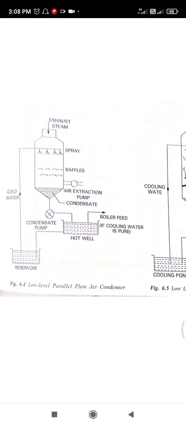This is the working of this parallel flow jet condenser. Parallel flow jet condenser.